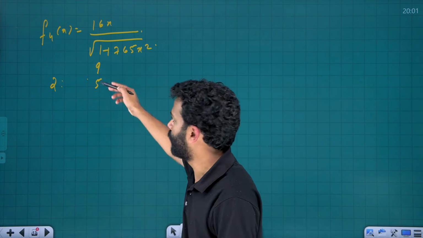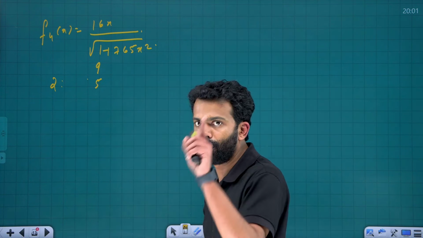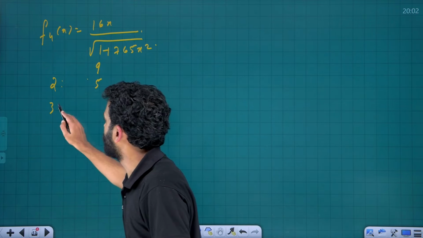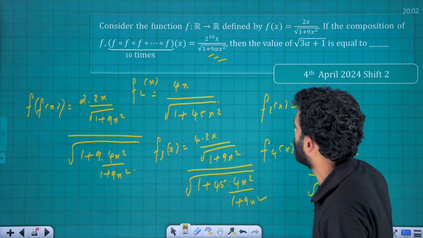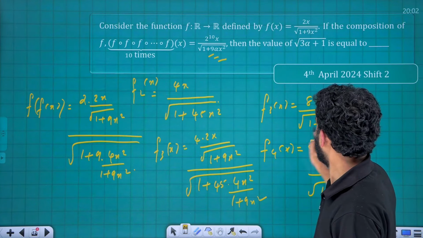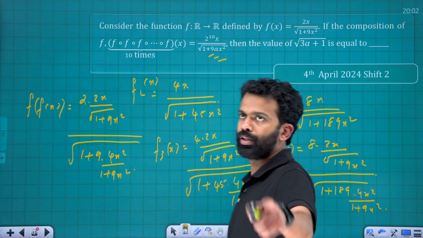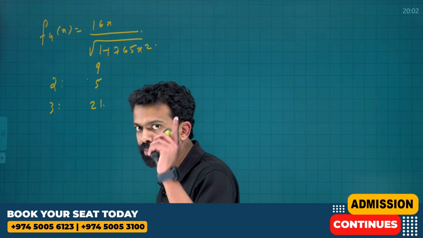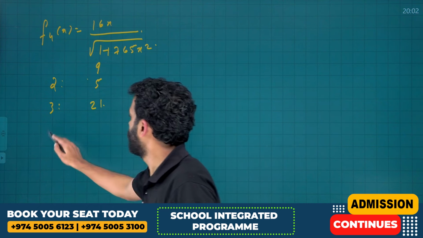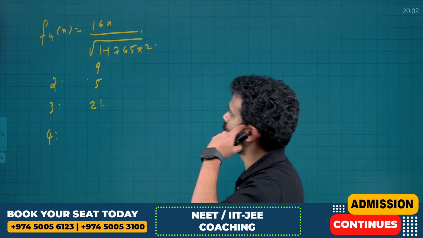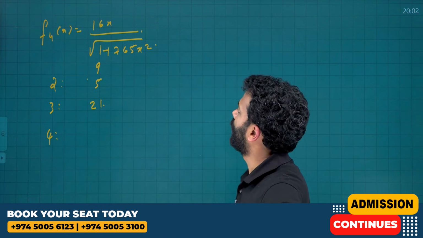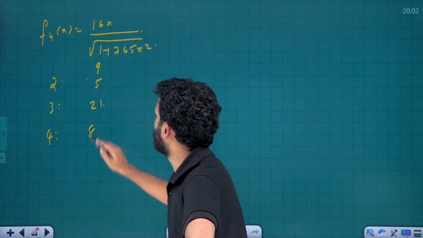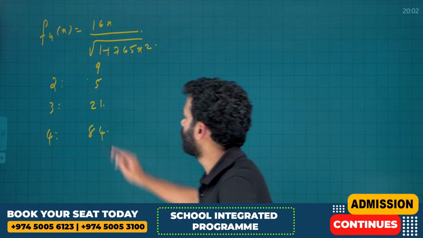9 times 5 is 45. So the number in play for the second composition is 5. For the third composition, what is the number in play? That is 189x square. 9 into 21 is 189. So here the number in play is 21. And for the fourth composition, 765. If you divide 765 by 9, what will you get? 8 sevens are 56, okay, 85.